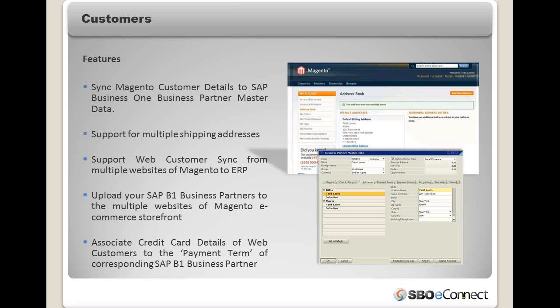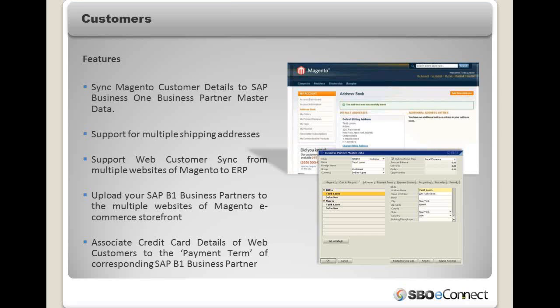SBOeConnect also supports web customer synchronization across multiple websites, because we all know that Magento is able to support multiple websites under the same admin panel. So SBOeConnect will also give you the flexibility to connect multiple websites of the same admin panel to the SAP Business One ERP system. On the other hand, you can selectively upload your ERP business partners to the multiple websites of the Magento e-commerce storefront.